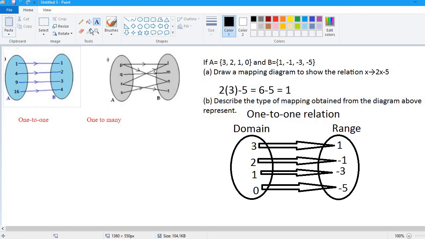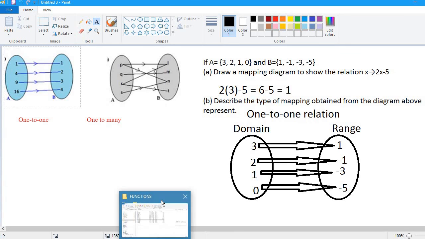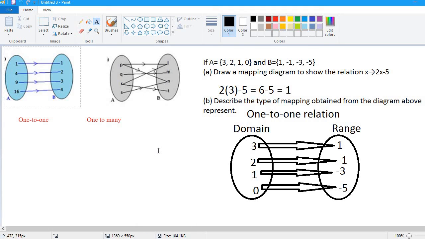And that's it. So your assignment is to create a mapping diagram with a one-to-one relation and a mapping diagram with a one-to-many relation.